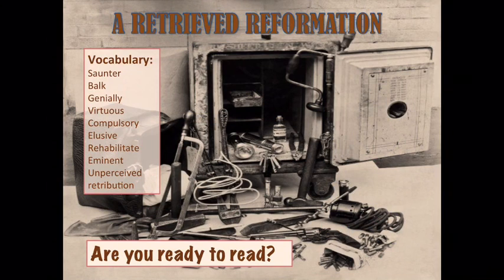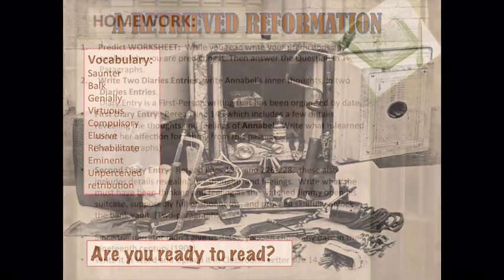The story, A Retrieved Reformation, is about a man called Jimmy Valentine, a notorious safecracker. He is released from prison and now he has the chance to start a new dignified life or to go back to his old and well-known thief life. As you read, think about what motivates Jimmy Valentine to become Ralph Spencer. So, are you ready to read?